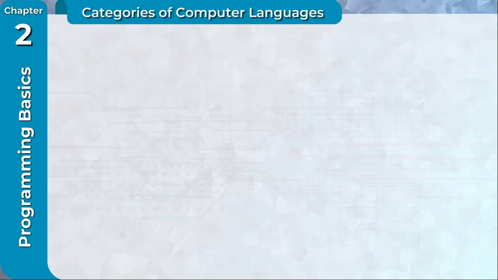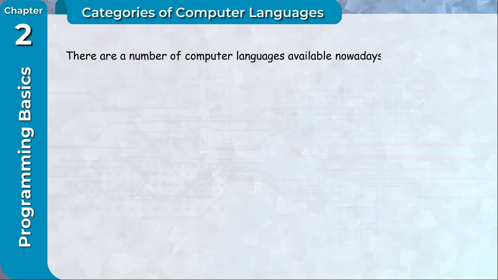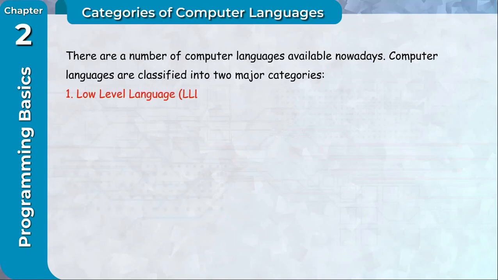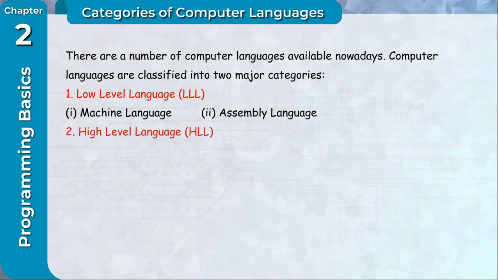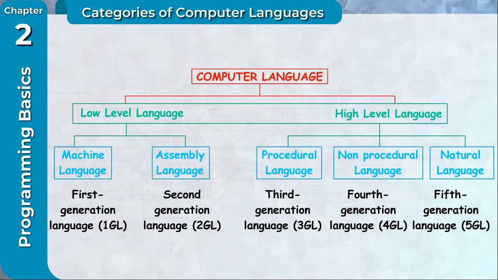Categories of computer languages. There are a number of computer languages available nowadays. Computer languages are classified into two major categories. Low-level language, LLL: machine language, assembly language. High-level language, HLL: procedural language, non-procedural language, natural language. Computer language. Low-level language: machine language, first-generation language, 1GL. Assembly language, second-generation language, 2GL. High-level language: procedural language, the third-generation language, 3GL. Non-procedural language, fourth-generation language, 4GL. Natural language, fifth-generation language, 5GL.